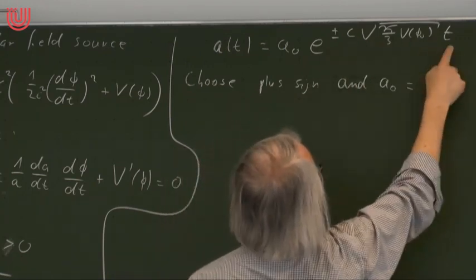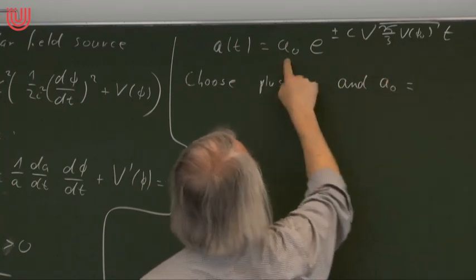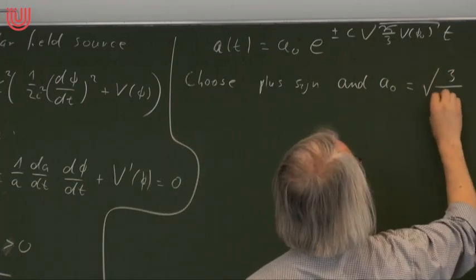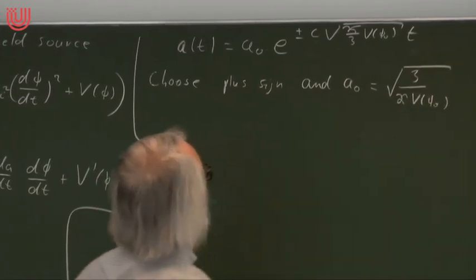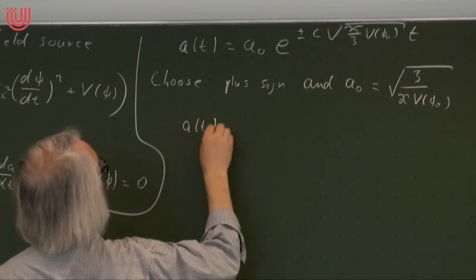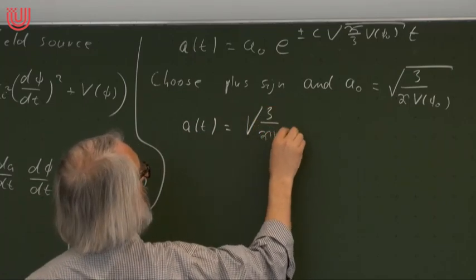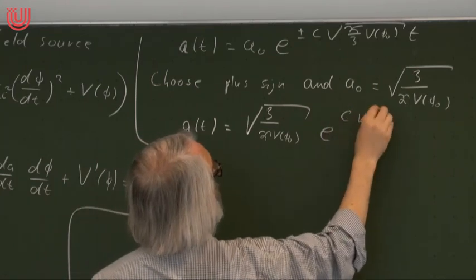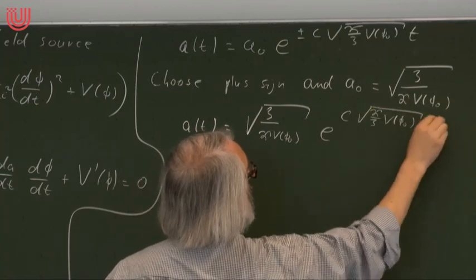and we choose a naught as an inverse of this. Look, c times t, what is that? C times t is a length. So this must be an inverse length. So a naught is also a length. So we could choose it as the inverse of this here, root of 3 kappa v of phi naught. And this is not 0, so I may write it in the denominator. And then we have a of t is 1 over root of kappa over 3 v of phi naught, times e to the plus c root kappa over 3 v of phi naught t.